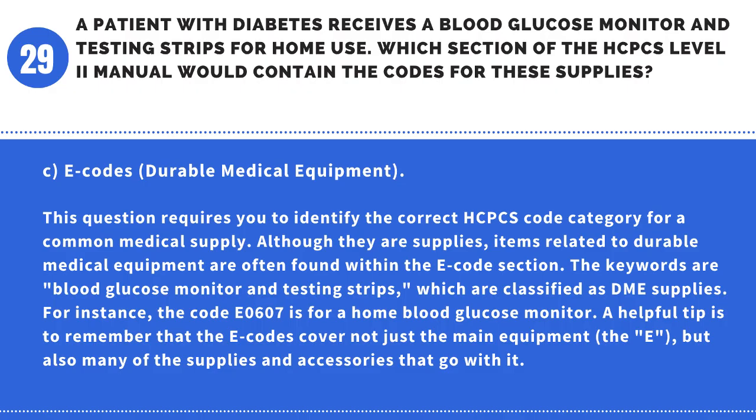This question requires you to identify the correct HCPCS code category for a common medical supply. Although they are supplies, items related to durable medical equipment are often found within the E code section. The keywords are blood glucose monitor and testing strips, which are classified as DME supplies. For instance, the code E0607 is for a home blood glucose monitor. A helpful tip is to remember that the E-codes cover not just the main equipment, the E, but also many of the supplies and accessories that go with it.